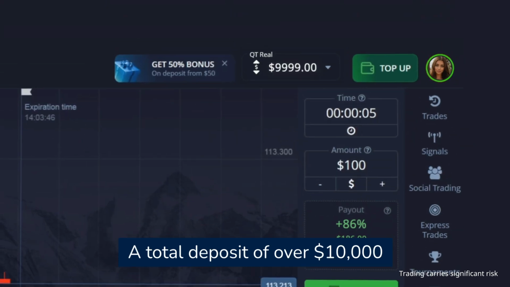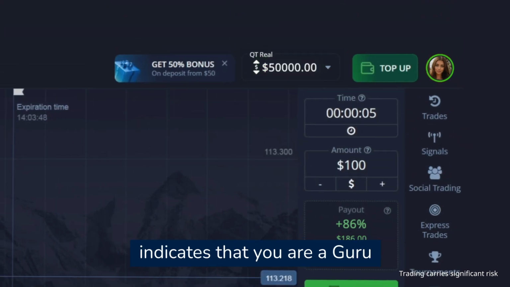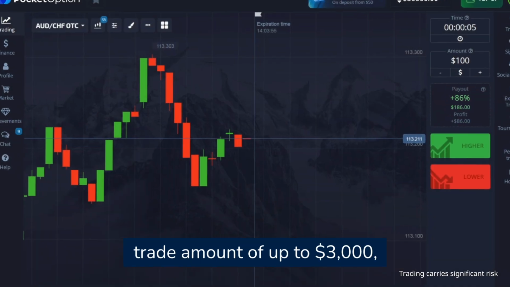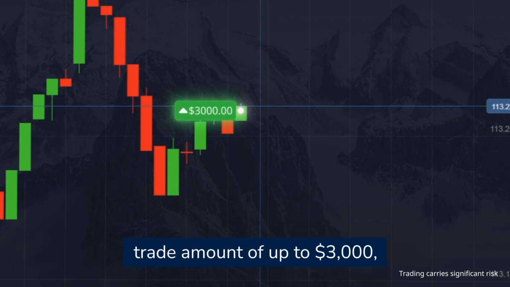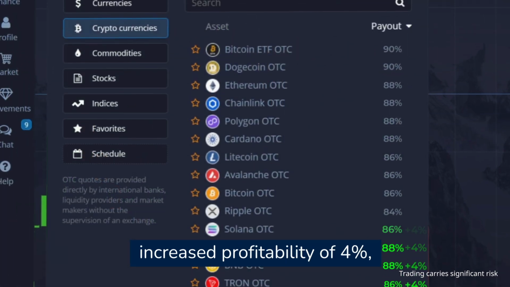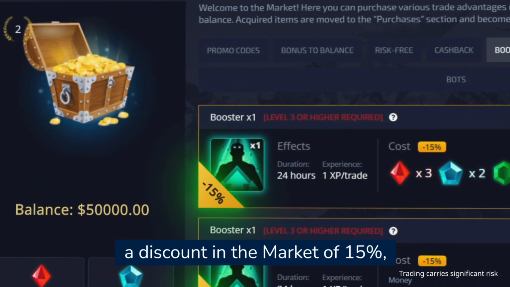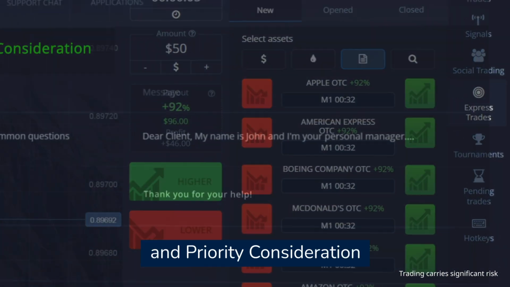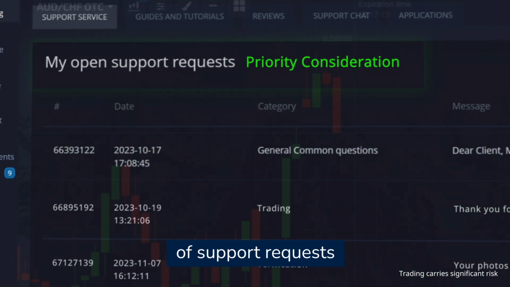A total deposit of over $10,000 indicates that you are a guru. At this level, you have the maximum trading options available. Trade amount of up to $3,000, increased profitability of 4%, a discount in the market of 15%, express trades, and priority consideration of support requests.